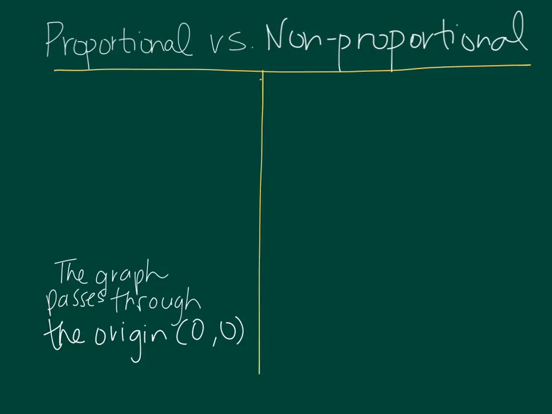So for a proportional graph, the graph passes through the origin. So it's going to look something like this. Because as you can see, it crosses through that origin 0, 0, home, right? It passes through that origin. It has to cross it, touch it, everything, okay?